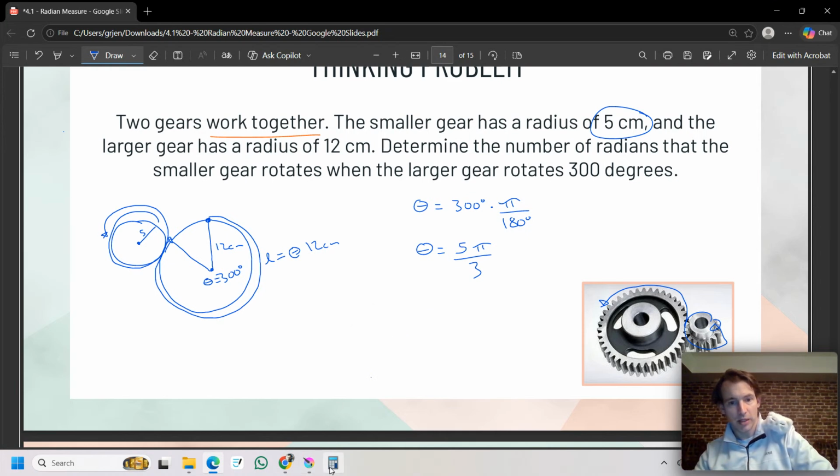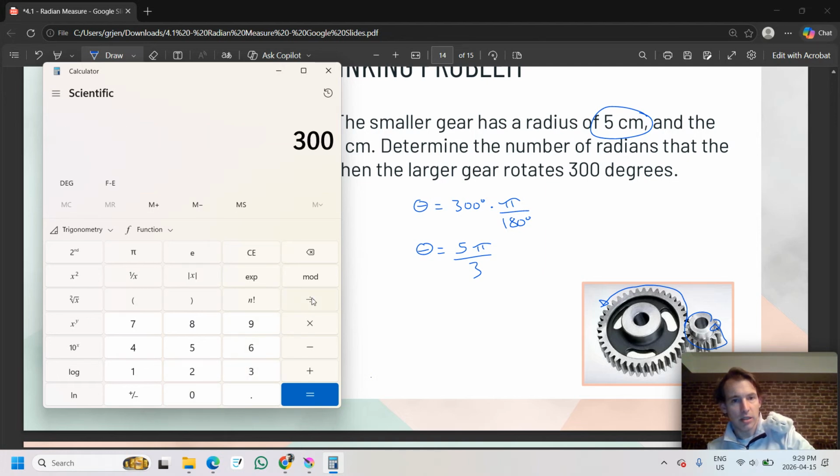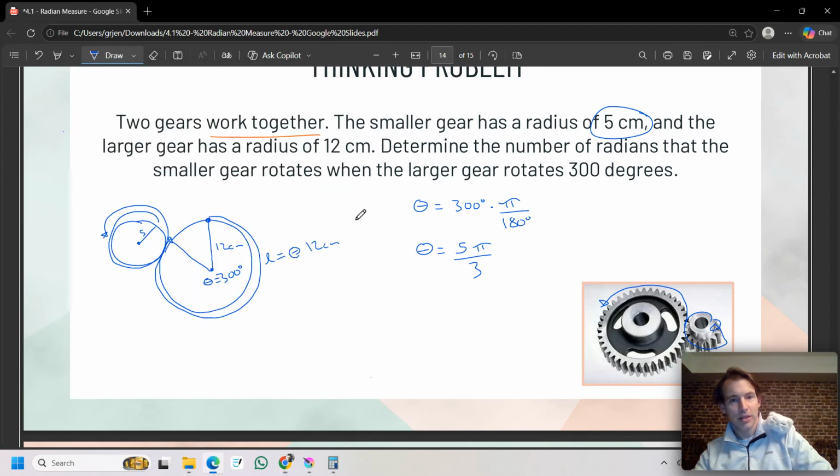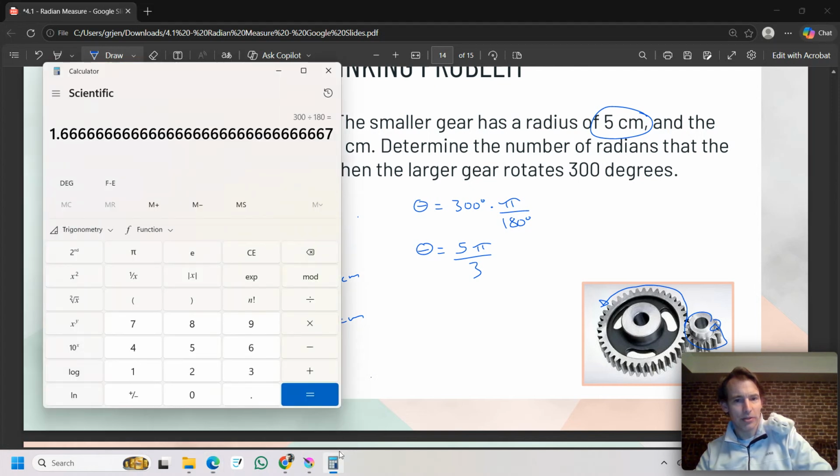Okay, so if we're going to prove it, 300 divided by 180... You should be able to do that without a calculator. There's 1.6 recurring, which is 5/3. Okay, so that's correct. So now this arc length is equal to 5 pi on 3 multiplied by 12. Cancel there, that's 4. So the length that it goes through is 20 pi centimeters.